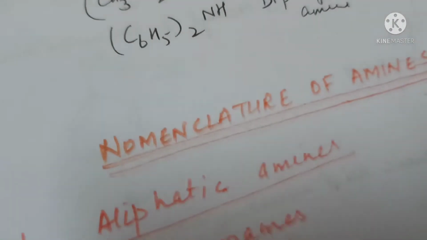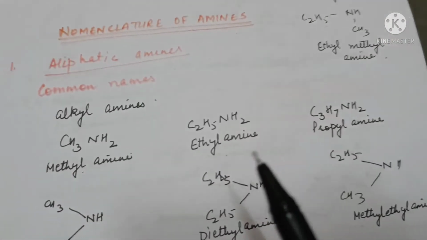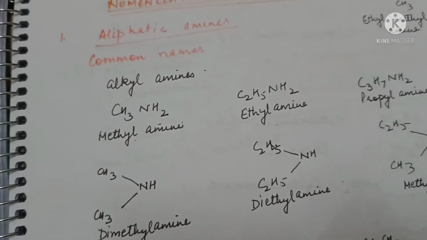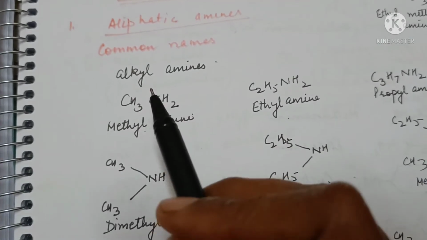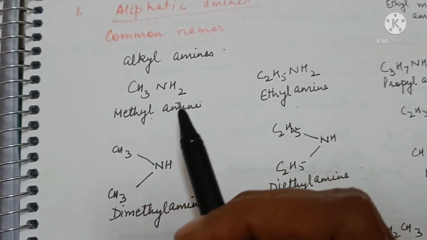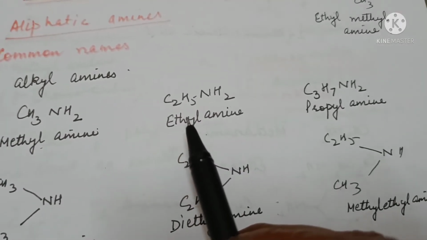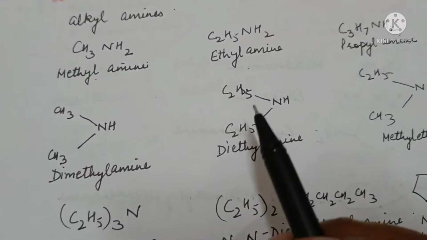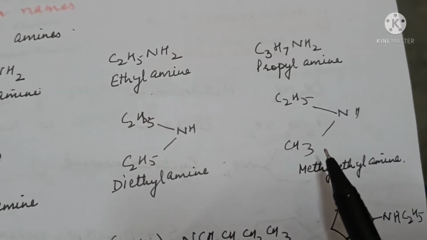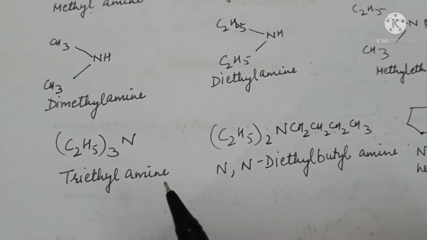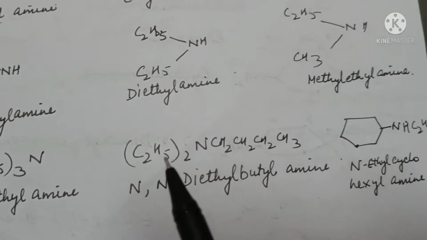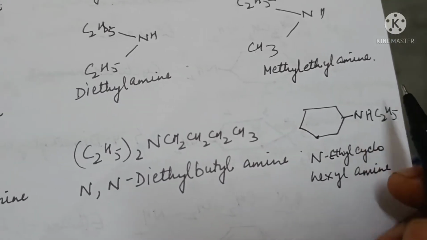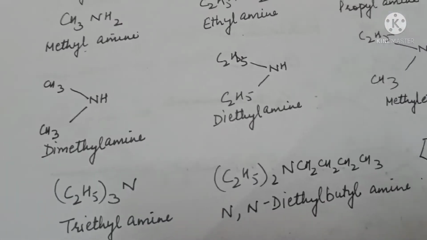Nomenclature of amines. In case of aliphatic amines, we have common system as well as IUPAC system of nomenclature. In common system, we can call them as alkylamines. For example, CH3NH2 will be called methylamine, ethylamine. This is ethylamine, this is propylamine, this is dimethylamine, diethylamine, methylethylamine, triethylamine, N,N-diethylbutylamine, and N-ethylcyclohexylamine.